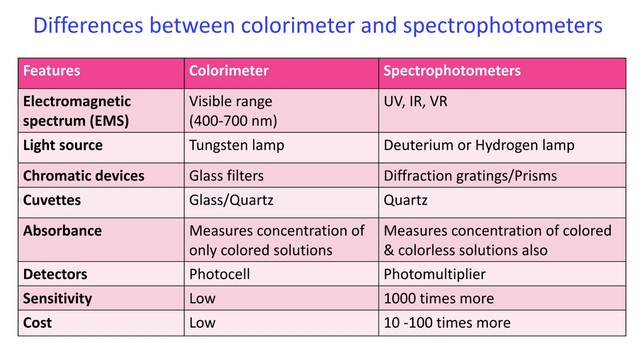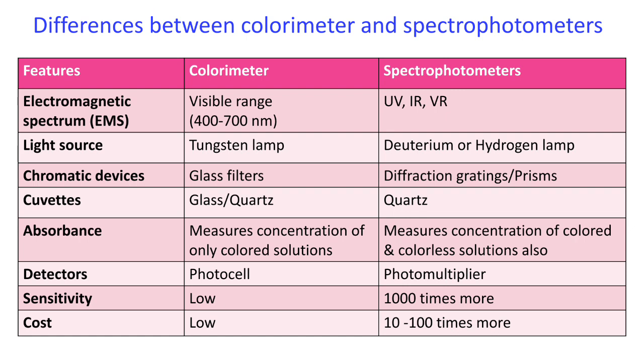For cuvettes, glass or quartz cuvettes are used in the colorimeter, whereas in the spectrophotometer we can't use glass cuvettes, only quartz cuvettes can be used. For absorbance, the colorimeter measures the concentration of only colored solutions, whereas in the spectrophotometer we can measure the concentration of colored and colorless solutions. The detectors in the colorimeter are photocells, whereas the spectrophotometer can use photomultiplier tubes. By this, the sensitivity of the spectrophotometer is greater than that of the colorimeter, which is one of the advantages of the spectrophotometer.